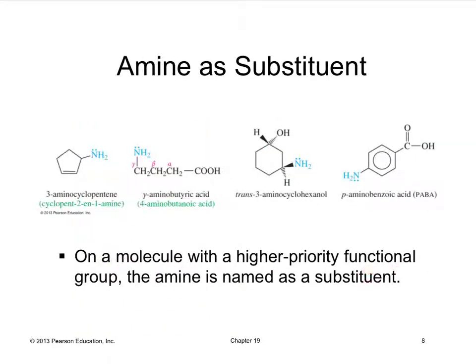On a molecule with a higher priority functional group, the amine is named as a substituent. So this would be higher priority. This would be cyclopentene, and it would be 3-aminocyclopentene, or cyclopent-2-ene-1-amine. This is gamma-aminobutyric acid, or 4-aminobutanoic acid. These are trans to one another, and it's a cyclohexanol, so it's 3-aminocyclohexanol, and it's trans. And this is a benzoic acid, but para-aminobenzoic acid.